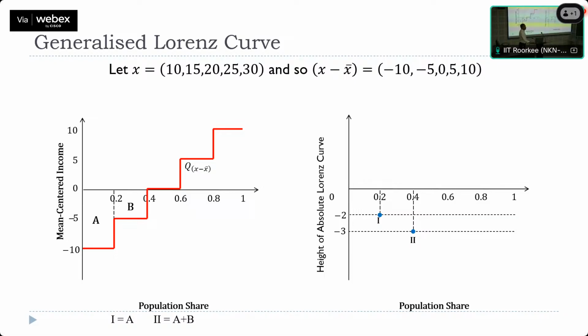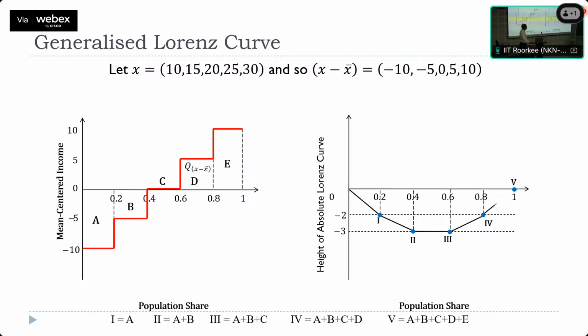For the third one, you do not add anything. It's 0. No area, right? That's what you get. Then similarly, now you are adding positive numbers. It goes up like this. And then there you go. This is how an absolute Lorenz curve looks.